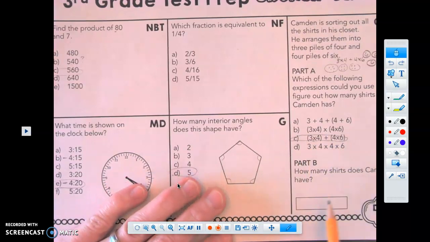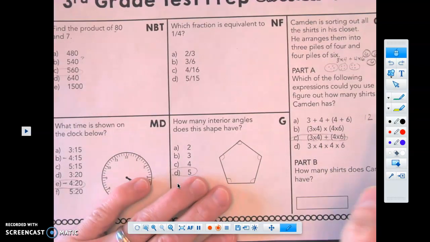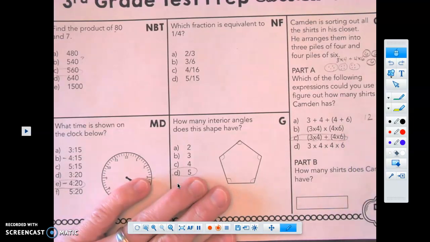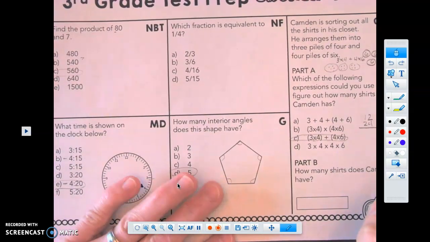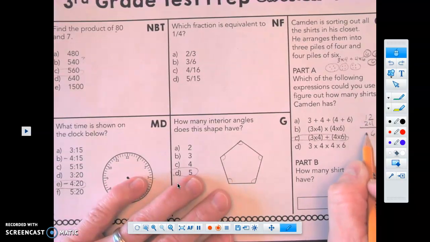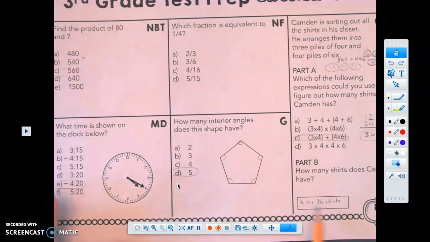All right, how many shirts does Camden have in all? Well, 3 times 4 is what? 12? Okay. And what's 4 times 6? 24, are you sure? Okay, 24. Now, do we add them together if we're trying to figure out how many total? Yeah, okay. 12 plus 24, 1 plus 2 is 3. So how many shirts does Camden have? He has 36 shirts.